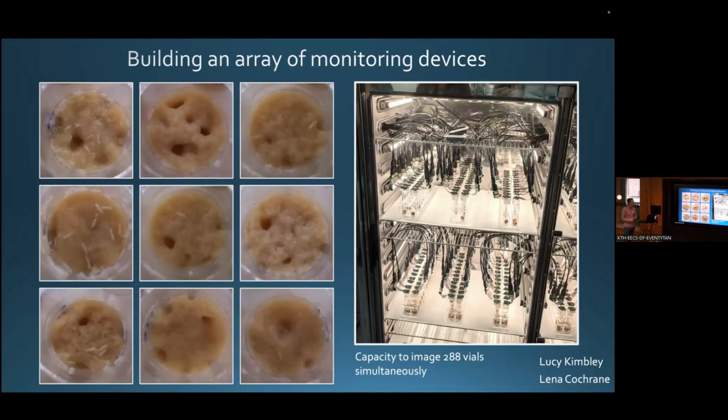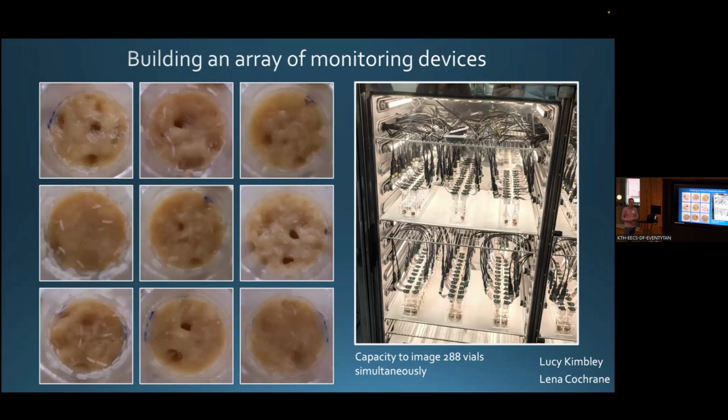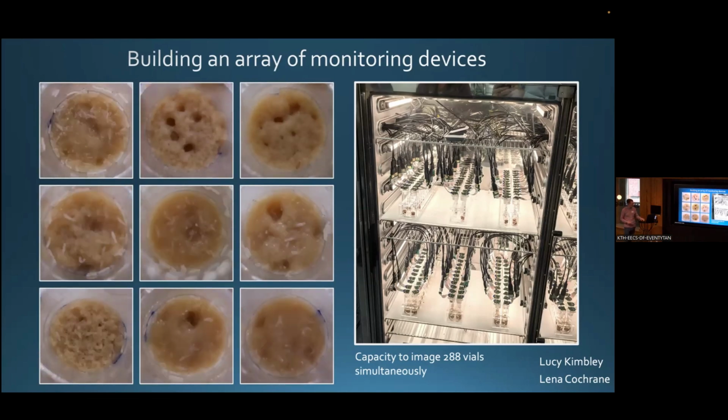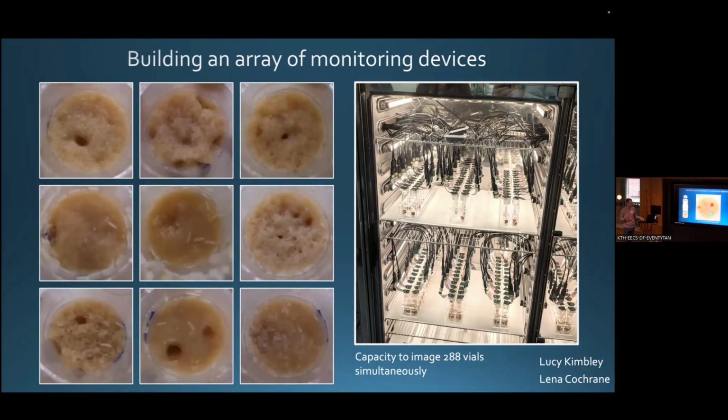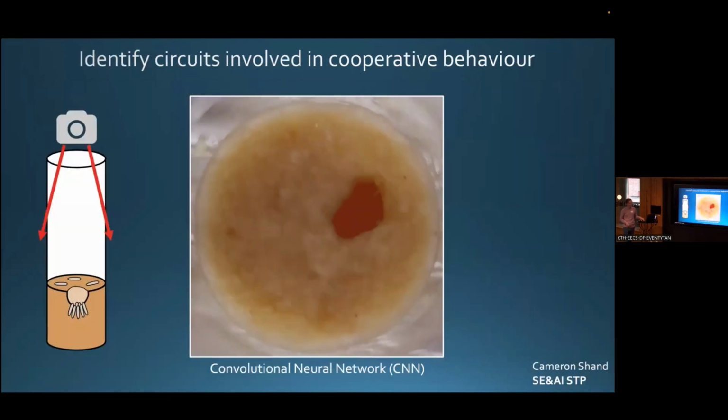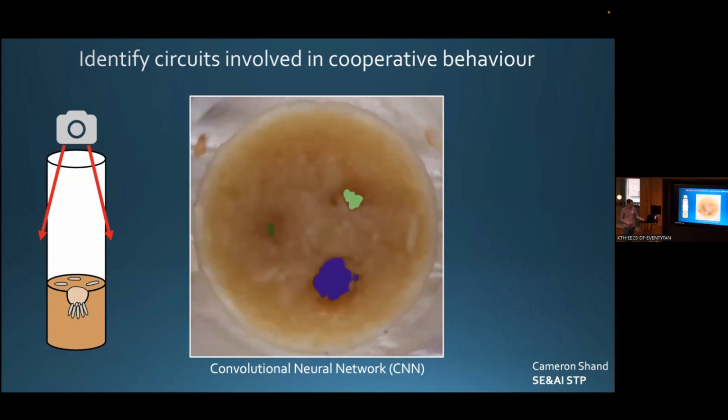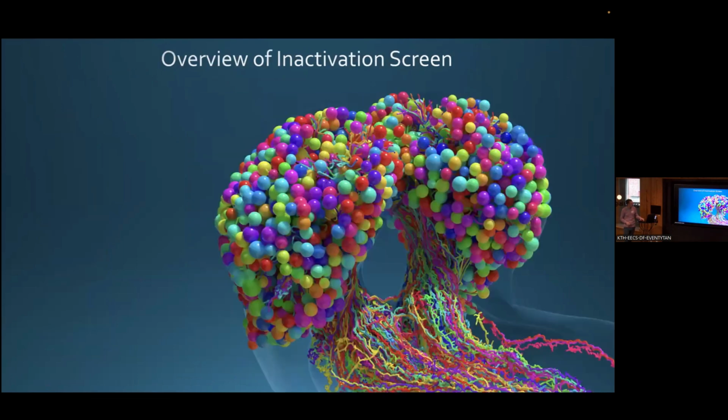So we tried various classical computer vision techniques, but they all failed for the most part, and we ended up just using machine learning. So we have a convolutional neural net, we fed it some training data, and now we can identify and quantify these holes. Okay, and the plan is we're going to be inactivating many types of neurons.